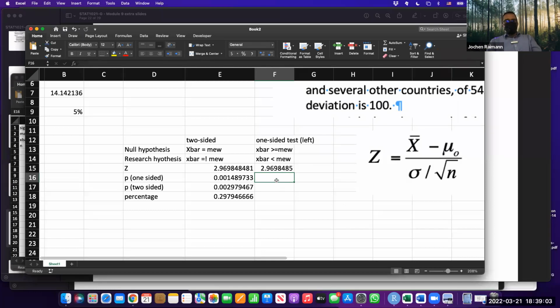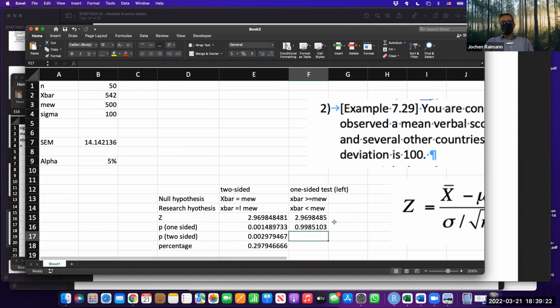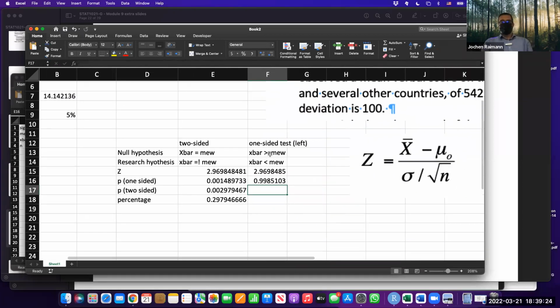So when you have a P one-sided and your Z is 2.96 and you're interested in your P, you do NORM.DIST, your X is 542, your mu is 500, your standard deviation is the standard error of the mean, as we know, and now it's true. So this is this formula, right? We're interested in everything to the left. This is exactly what that formula gives us.